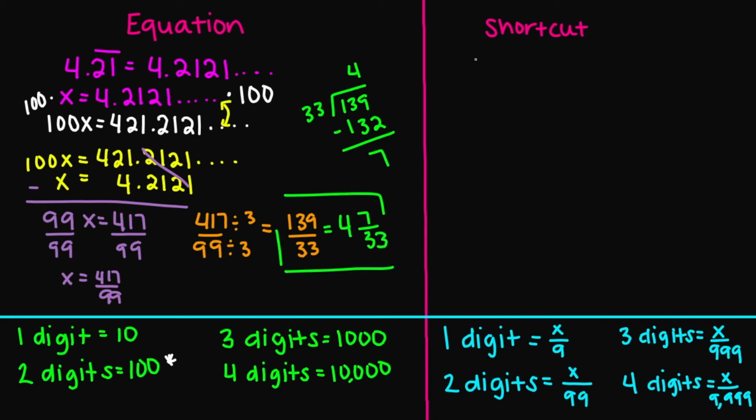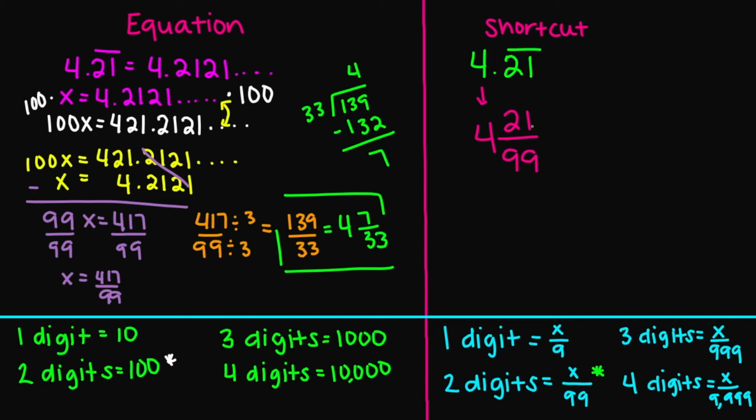So now let's look at the shortcut way. So let's say we did 4.21 repeating. And since I have two digits that are being repeated, in my denominator is going to be 99. And then the number that's being repeated is going to be up here in my numerator. And then I'm just going to bring my 4 down here as a whole number for my fraction.